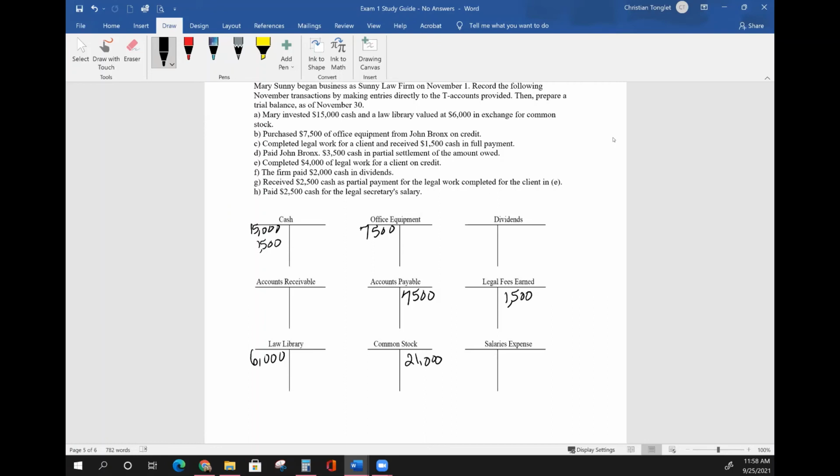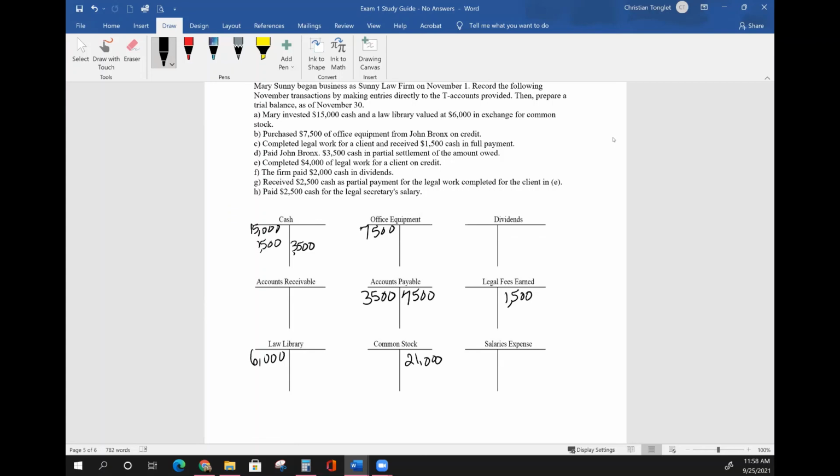D, paid John Box $3,500 cash in partial settlement of the amount owed. So I'm paying him cash $3,500. I'm decreasing my cash by $3,500. And then I have accounts payable, where I owe him $7,500. Well, I want to reduce that. So I have to reduce part of my liability by the amount that I paid. So it's going to be $3,500 as a debit. So I can reduce my payable to him and show just the difference that I owe.